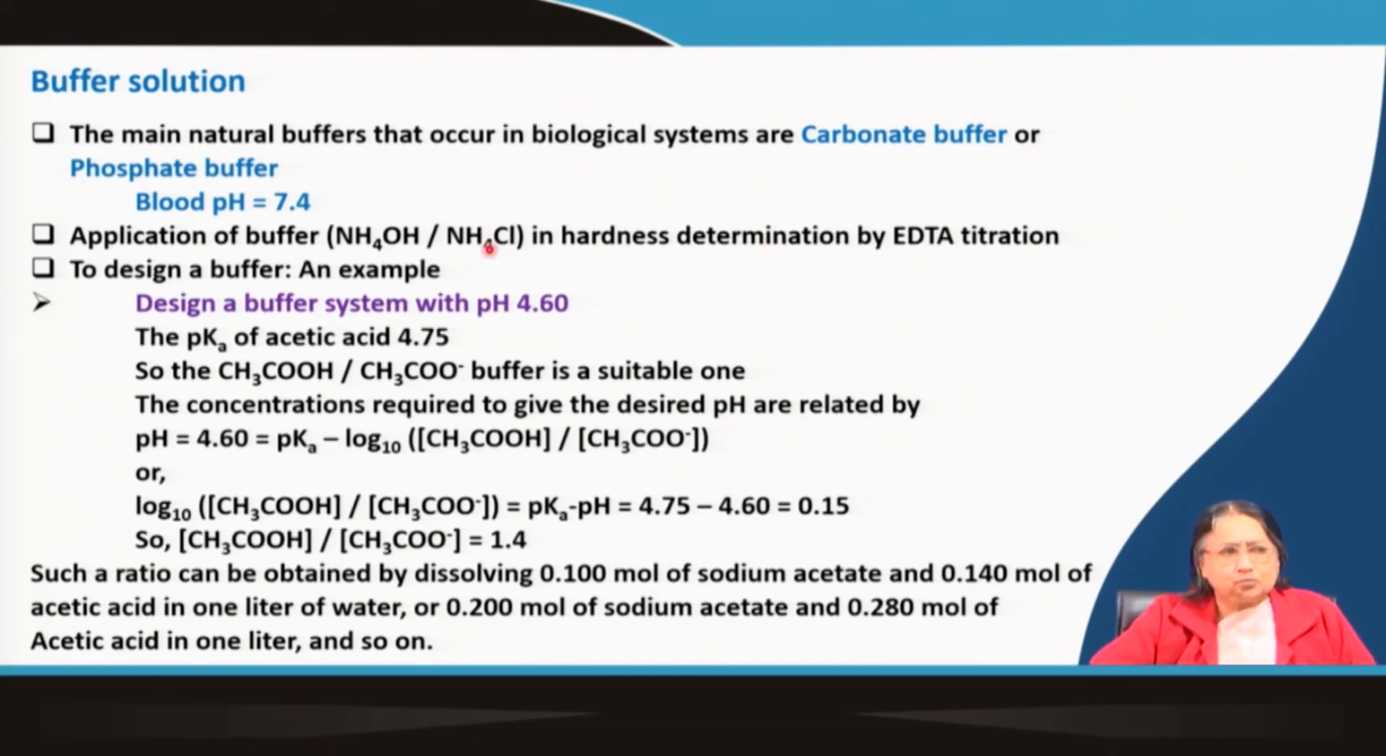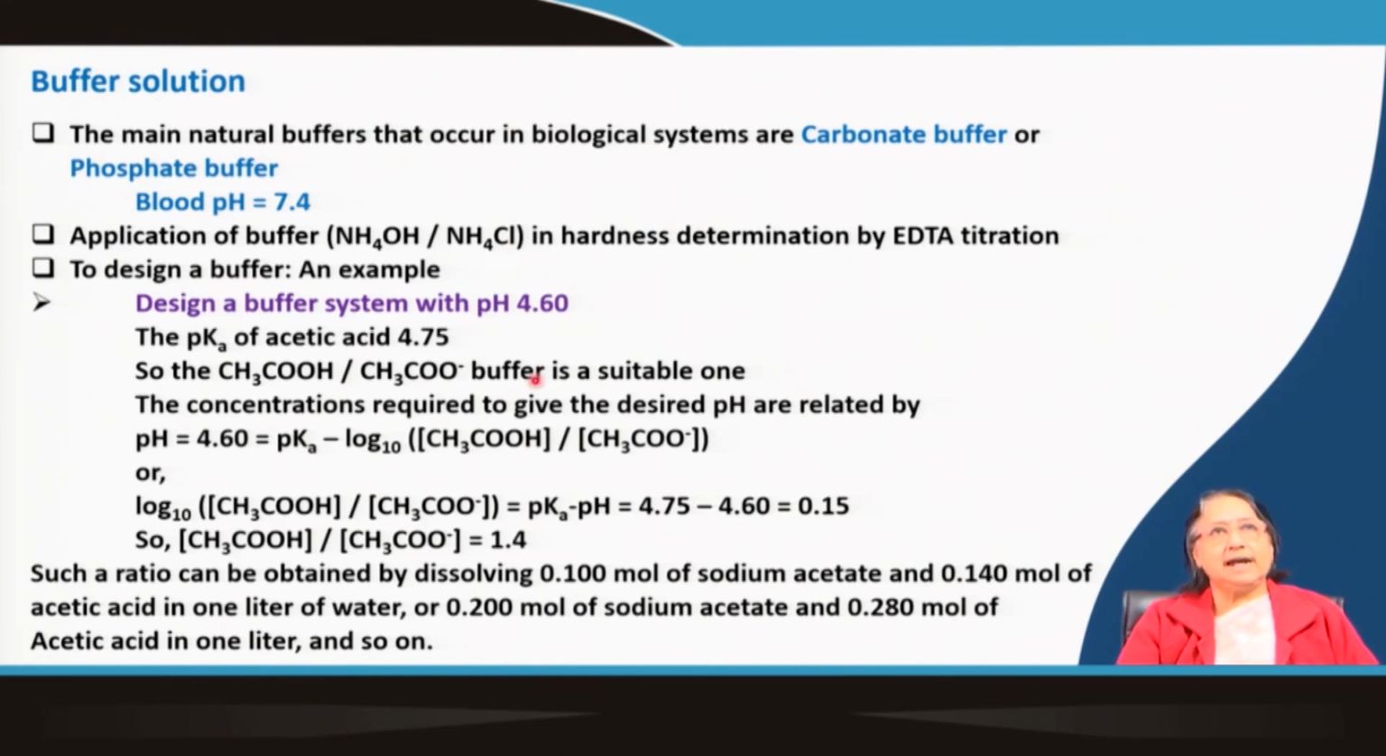It is used because we need to keep the pH in the range of 9 to 10, so that the reaction is complete. If the pH is not maintained, then the reaction will not be complete in the determination of hardness, that is calcium ion concentration and magnesium ion concentration, the multivalent cation concentration, by EDTA. In that titration with EDTA solution, if the pH is not maintained in that range, then the reaction will not be complete.